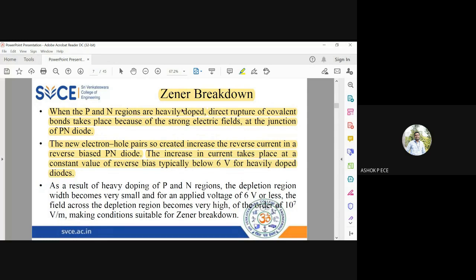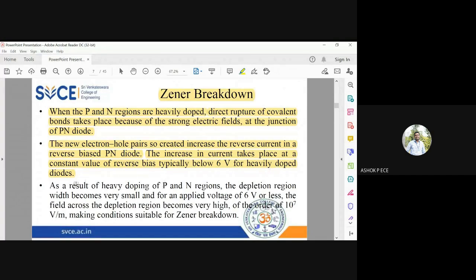Previously, avalanche breakdown happened at 1000 volt, but this breakdown happened at 6 volt, and the 6 volt we get breakdown because of the heavy doping of P and N regions. So 6 volt, and with a heavily doped PN junction I'll be getting breakdown, and during that breakdown enormous amount of current is going to flow through my device.